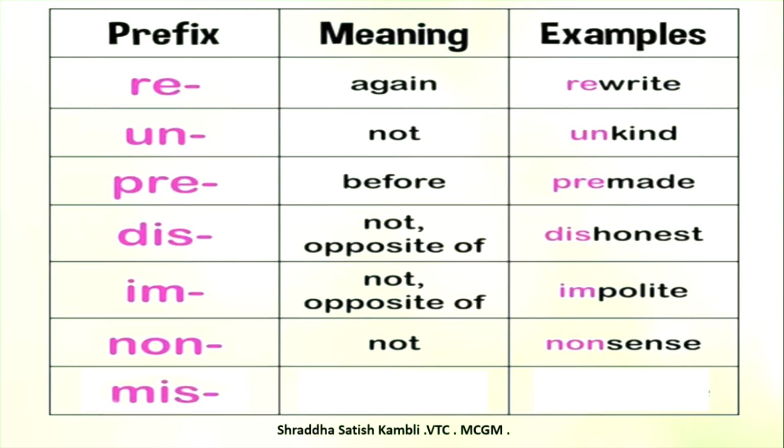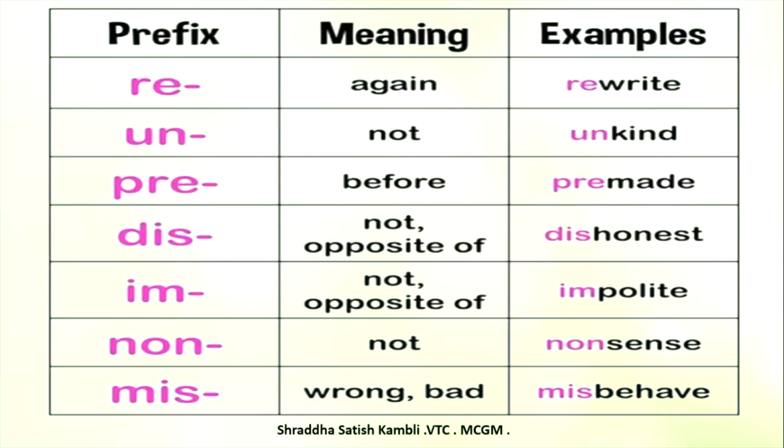Coming to the last example of prefix, mis. Mis means what here? Wrong or bad, something which is negative. Okay, so misbehave means what? Someone who is behaving in a bad manner or behaving in a wrong manner. So these are some examples of prefixes, children.